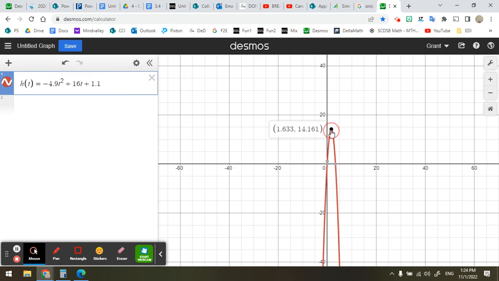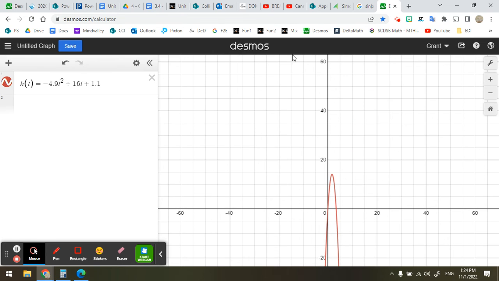Notice it never gets anywhere near 60 meters high. Actually, it's a very disappointing rocket flight. It only goes 14 meters in the air, and it comes down after 3.3 seconds, just like we calculated. When we set the bar at how long is it 60 meters or higher, it's never 60 meters or higher. So that confirms everything we just found using the quadratic formula.